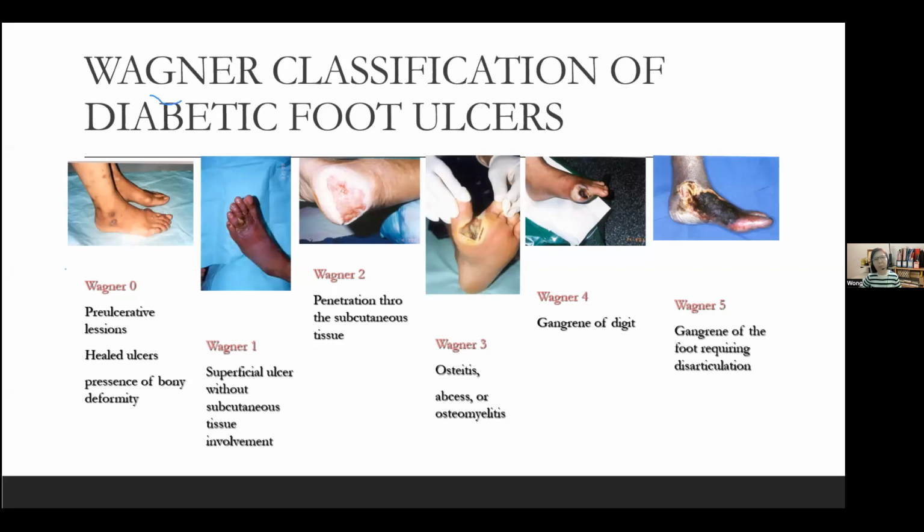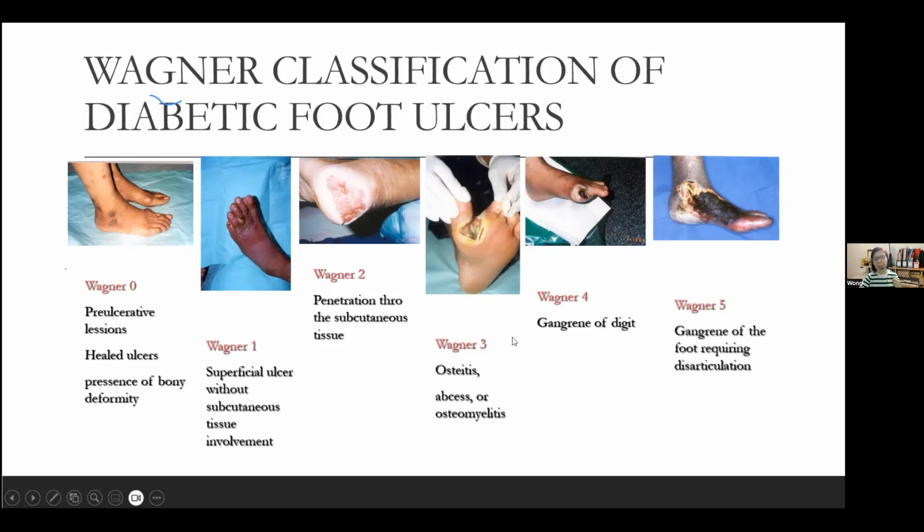Wagner and also the University of Texas. Wagner classification divides into six categories from 0 to 5. 0 means before the wound happened, or sometimes the wound is already healed. Wagner 1 refers to the superficial ulcer without any subcutaneous involvement. Wagner 2 is the diabetic foot ulcer that is penetrating through the subcutaneous tissue already. You can see the sides here are all the yellowish fat tissue.